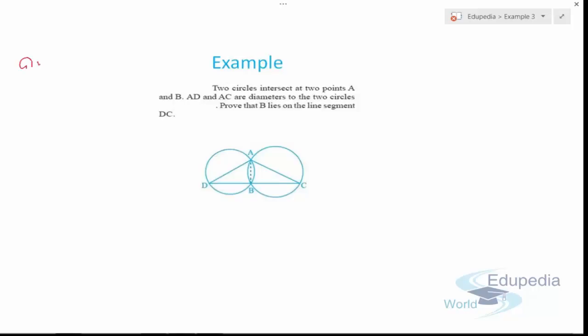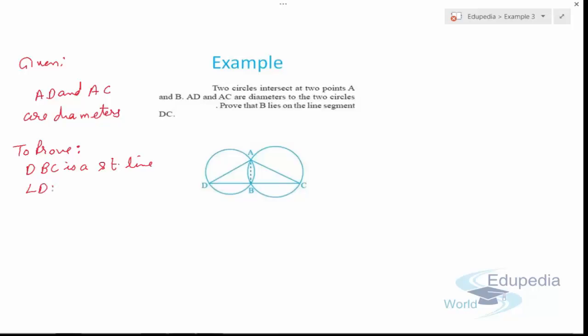So first we need to write the given. It's given that AD and AC are diameters, right? So what we need to prove is that DBC is a straight line, or we need to prove that angle DBC is 180 degrees, right? So let's see how we can prove this. So let's discuss the proof now.